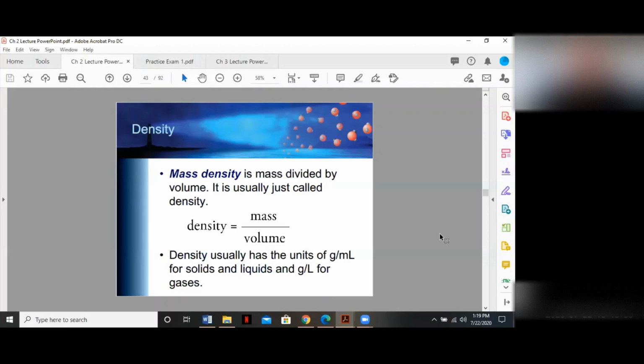How do I calculate density? It's always going to be calculated by dividing mass over volume. The mass over volume. Mass has a unit that is gram. Volume has a unit that is milliliter.